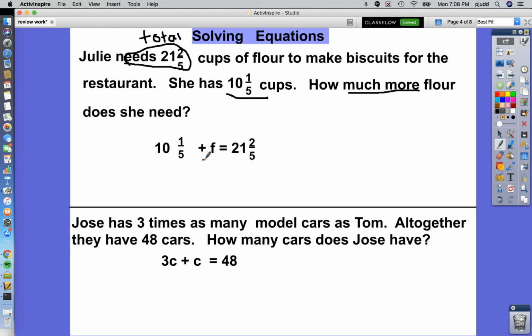Let's take a look at our equation here. This is what she has, 10 1/5. This is how much she needs to have altogether, 21 2/5. 10 1/5 plus how much more is going to equal 21 2/5. Pause the video here, and I want you to take about a minute to a minute and a half and see if you can determine what your answer is going to be. So pause here and come back in about a minute to a minute and a half.